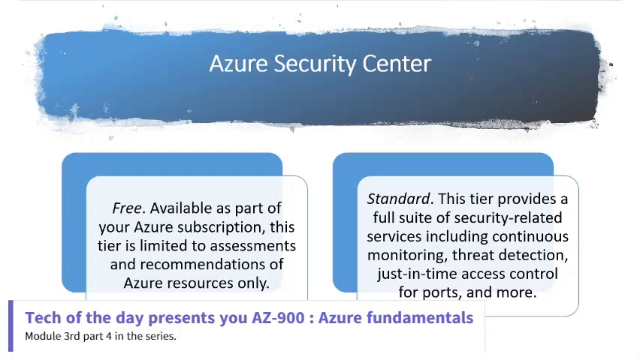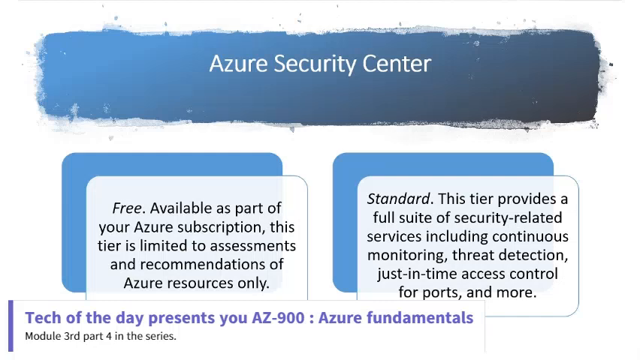We have two Azure Security Center tiers. One is free, which is available as part of your Azure subscription. This tier is limited to assessments and recommendations of Azure resources only. And then there is standard, which provides a full suite of security-related services, including continuous monitoring and threat protection detection, just-in-time access control for ports, and more. This is paid.